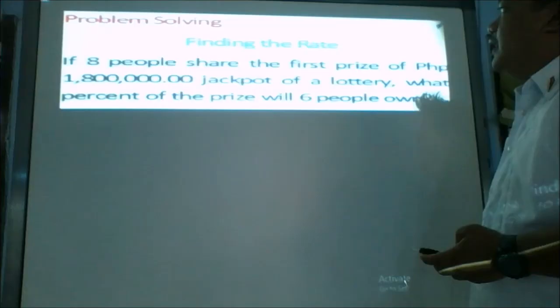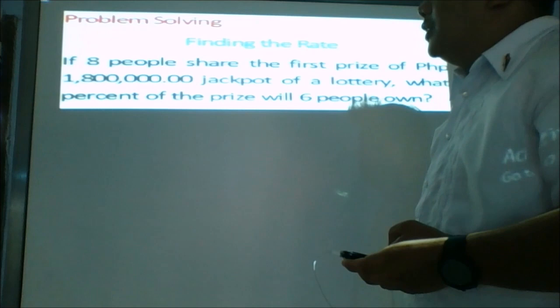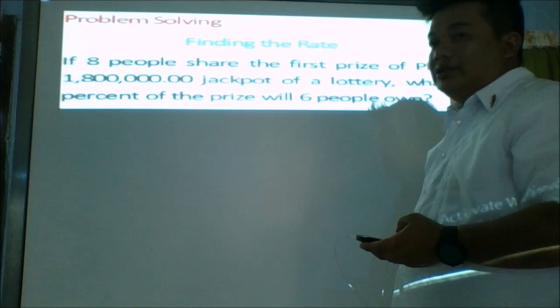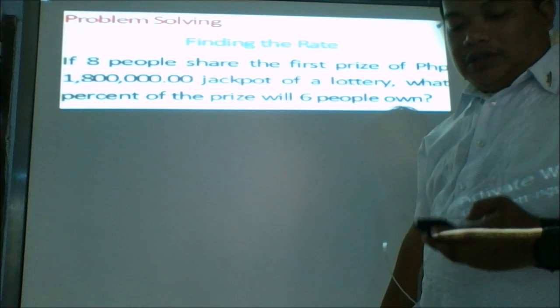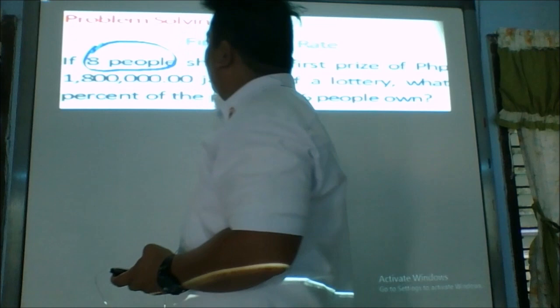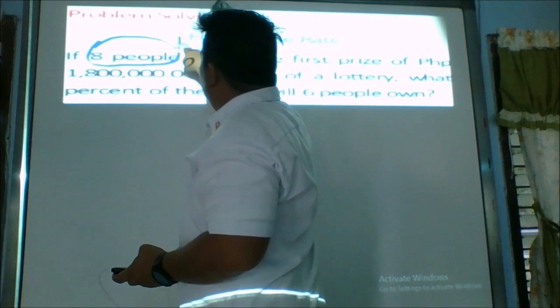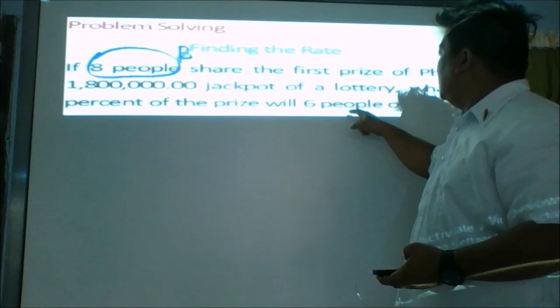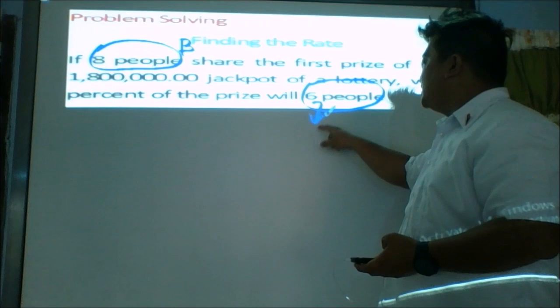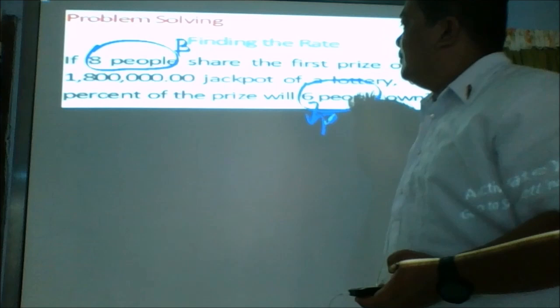Finding the rate, problem solving. If 8 people share the first prize of the 1,800,000 pesos jackpot of a lottery, what percent of the prize will 6 people own? Let us first identify the percent, base, and rate. The 8 people are the total number of people who own the first prize, so we will consider it as the base. And 6 people is the number taken from the whole, so we will consider them as the percentage. So the missing is the rate.